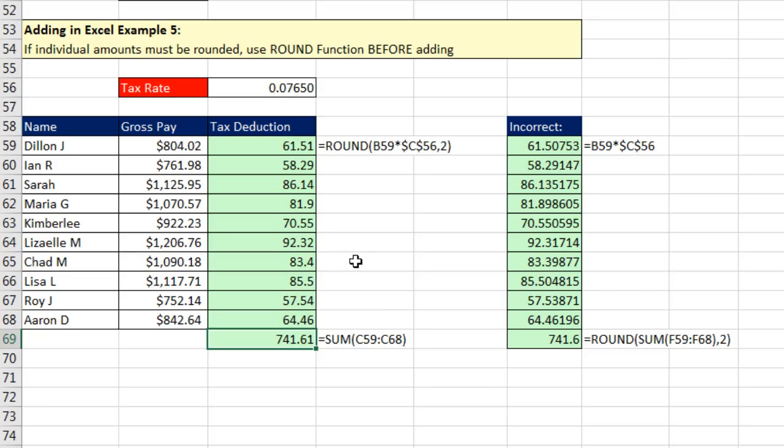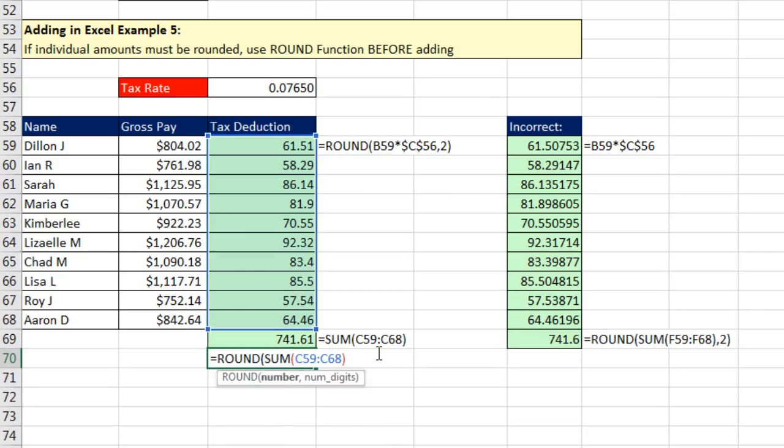Now, another hint about tests in this class and you creating solutions out there in the business world. We were required to round each individual amount. So we had to round here. But don't just round everything. Don't come down to the bottom, Alt equals. I'm going to redirect it. Because sometimes I see this.